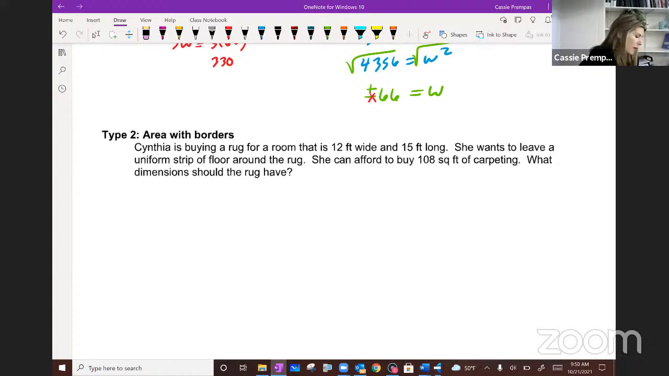So it says Cynthia is buying a rug for a room that is 12 feet wide and 15 feet long. She wants to leave a uniform strip of floor around the rug. She can afford to buy 108 square feet of carpeting. What dimension should the rug have? So I am looking at the end. I see that I'm solving for the dimensions of the rug. This time we'll let X equal the width of the rug.